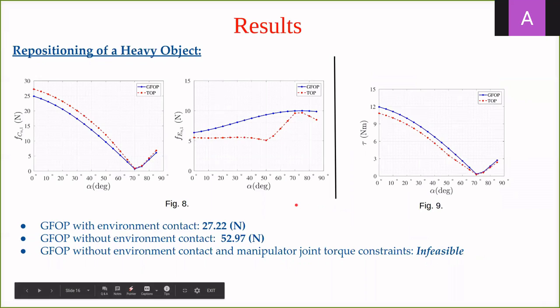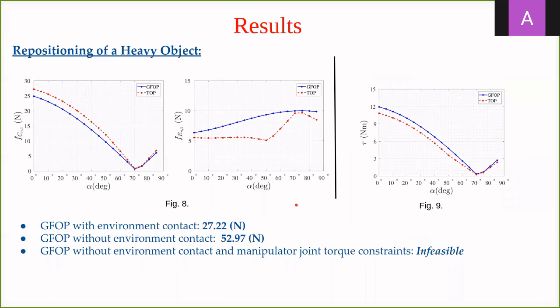To show the flexibility of our formulation, we have also implemented the torque optimization problem, or TOP, which minimizes the maximum torque in a particular joint. The graph in figure 9 shows the variation of the maximum torque on the y-axis with respect to the tilting angle on the x-axis. From the graph, you can see that the maximum torque is lower when we use the TOP as compared to the JFOP.